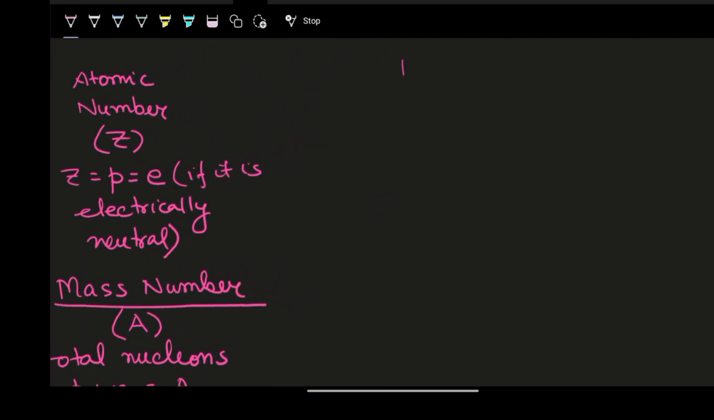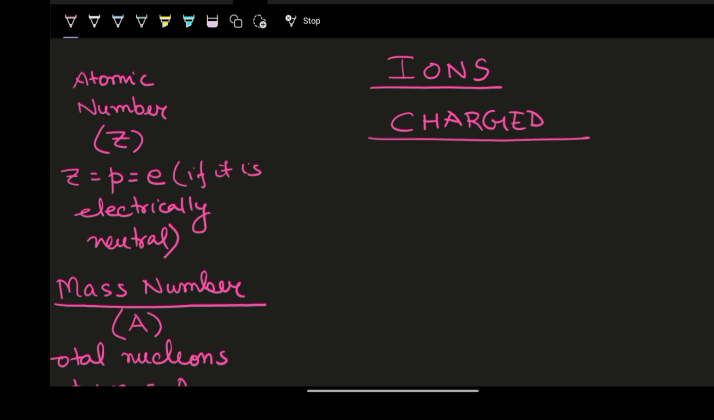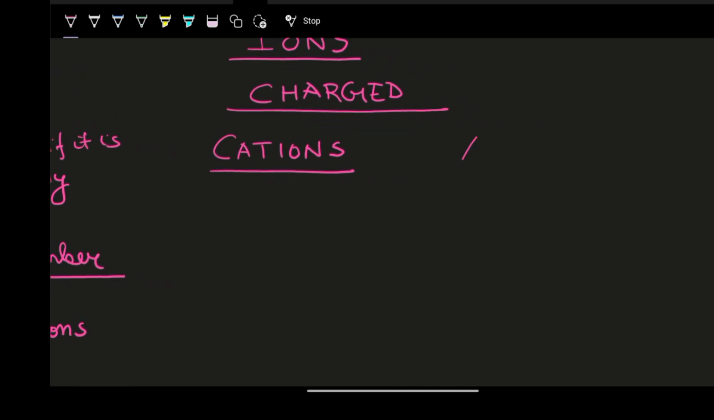Do we know what ions are? Ions are charged entities. When I say charged entities, it can be a positive charge as well as a negative charge. So, ions can be cations as well as anions. Cations means positively charged ions and anions means negatively charged ions, right?